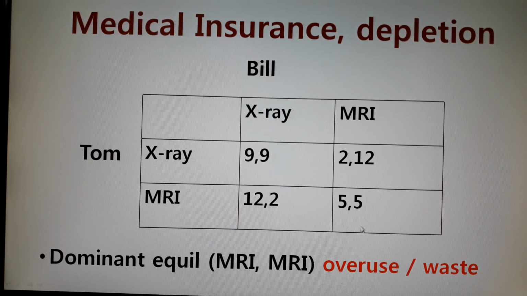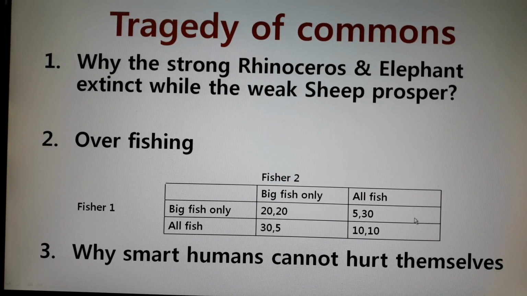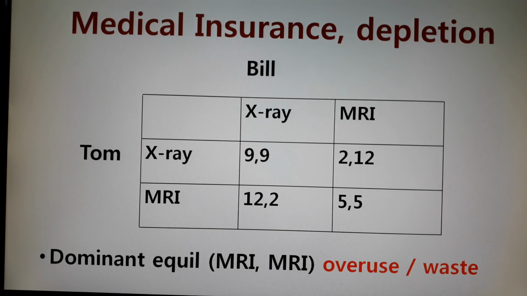Why? Thinking about cost, X-ray is better, 10 minus 1. MRI is not better, 20 minus 15. But because they are sharing the cost, all of a sudden MRI becomes the dominant strategy. So we end up in a situation that is not Pareto optimal. We call it overuse of the medical fund. Okay? We are going to talk a little bit more about that in the next lecture.